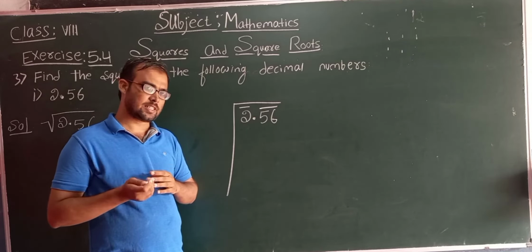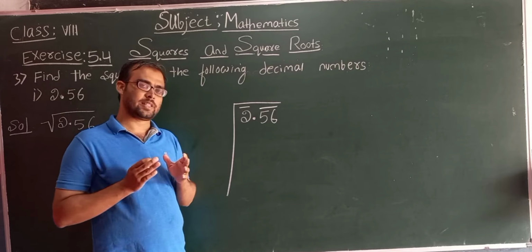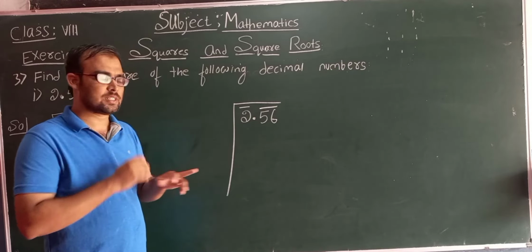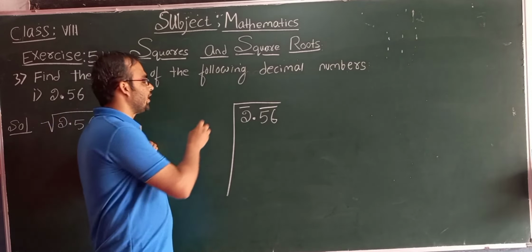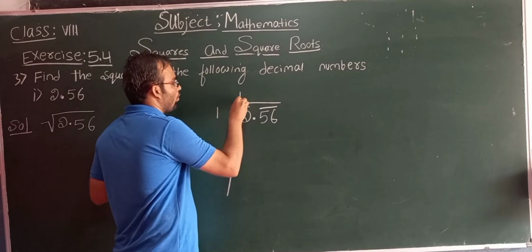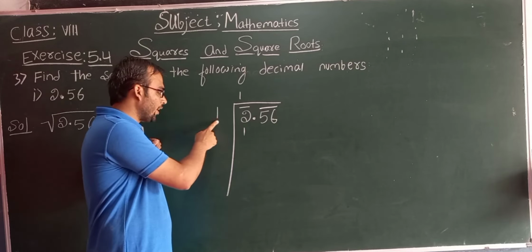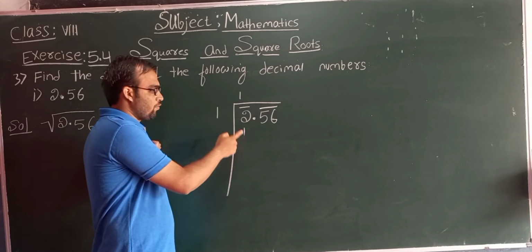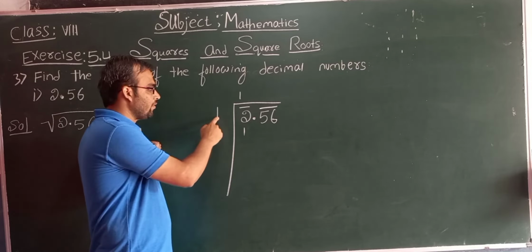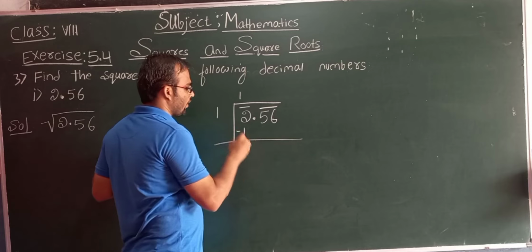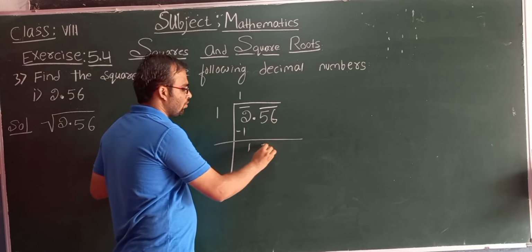Now students, what is the next step? Here you need to write a number such that when you square that number, you get either 2 or a number lesser than 2. So here I will write 1. 1 ones are 1. Why? Because if I had written 2 here, 2 2s are 4, which is greater than 2, so I have written 1. So 2 minus 1 is 1. Now bring down these two numbers.